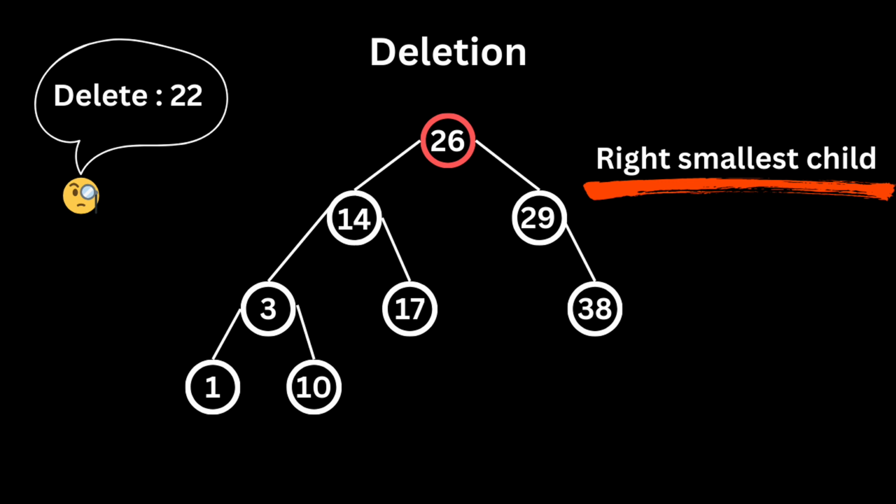And that's how deletion works in AVL trees. We remove a node, check for balance, and apply rotations if needed to keep everything perfectly aligned.